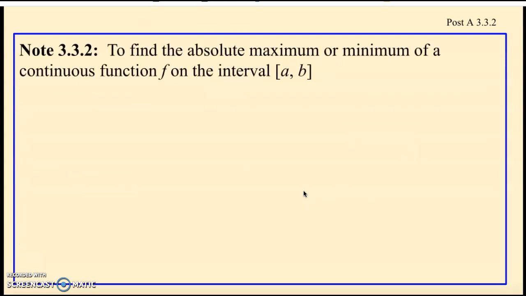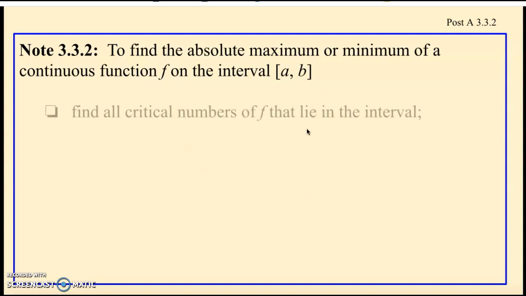So here's the brass tacks, the stuff that you should definitely write down, that you're going to use all the time. To find the absolute maximum or minimum of a continuous function f on an interval from a to b, here's your first step. Find all the critical numbers of f that lie in that interval. Sometimes those critical numbers will be in the interval, sometimes they won't be, and you won't have to worry about them.